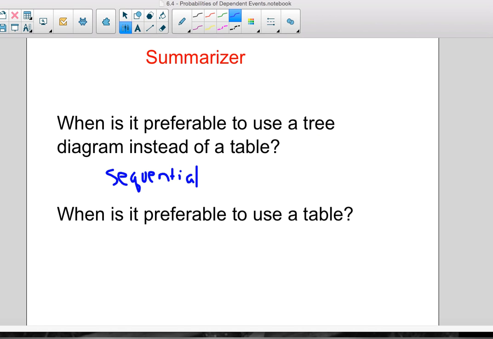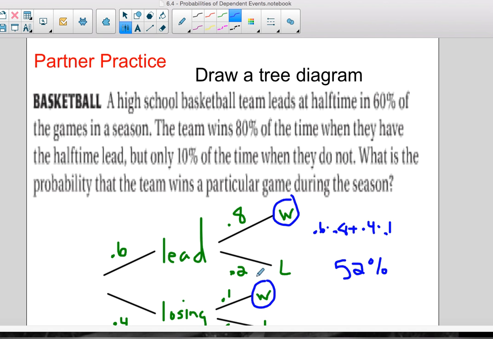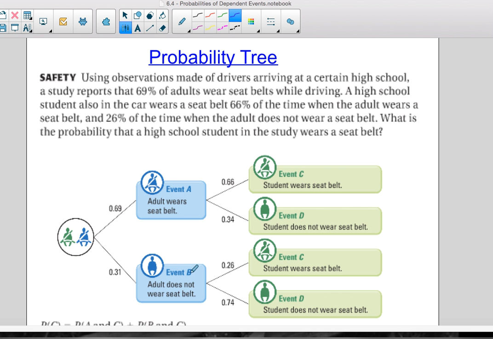So in both of the examples, right, there's two ways to get a W here, whether you're winning or losing at halftime. With this one, there's two ways for a student to have a favorable outcome wearing a seatbelt, whether the adult does or not.